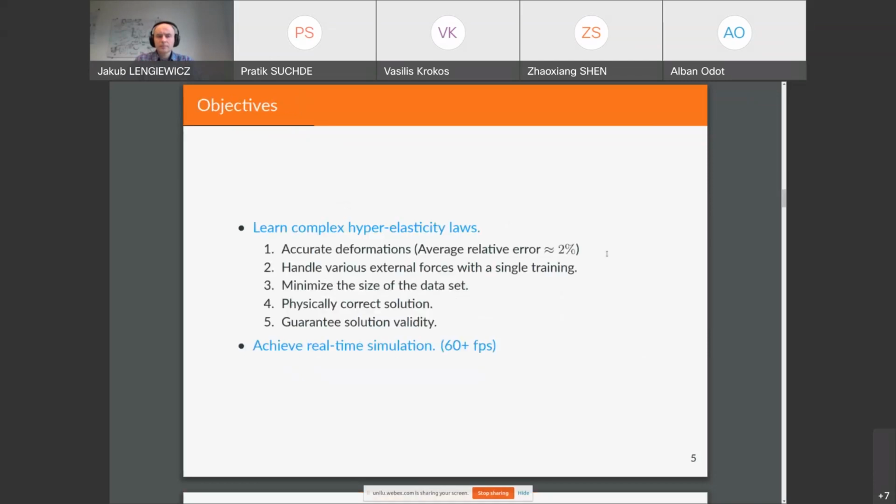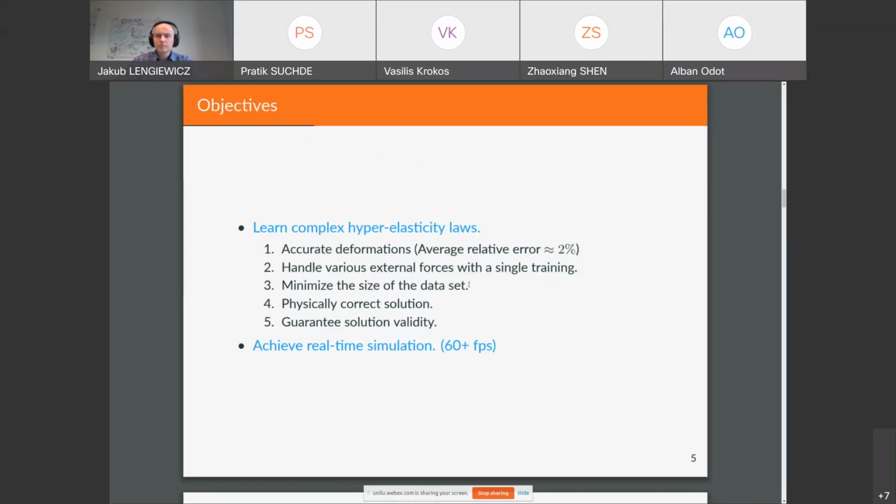So the goal here is to be able to learn complex hyperelasticity laws with accurate enough deformation. We also want to handle various external forces. By this, we mean that the training will not, for example, only be able to model stretching or pulling or torsion. We want to be able to mix a bit of everything to have a more general use case.